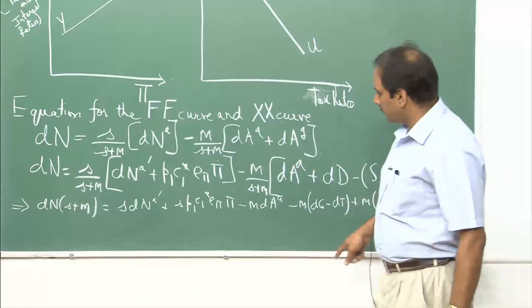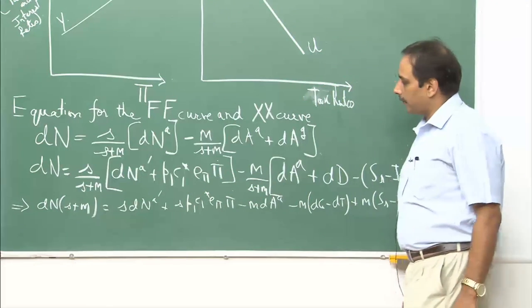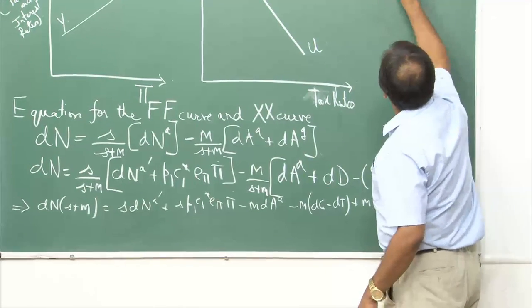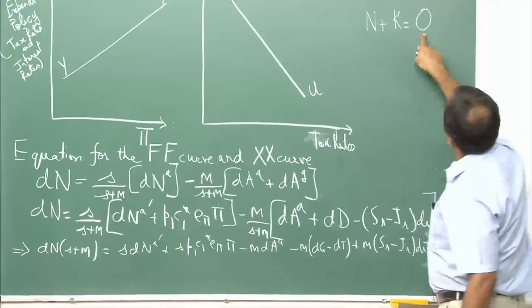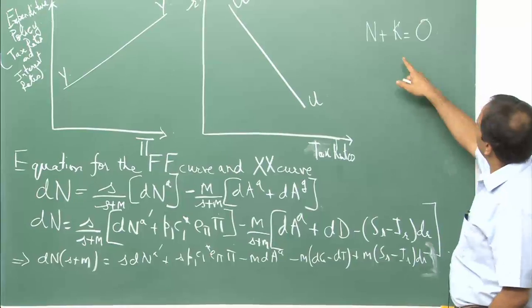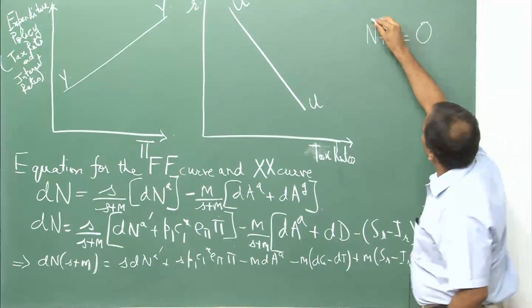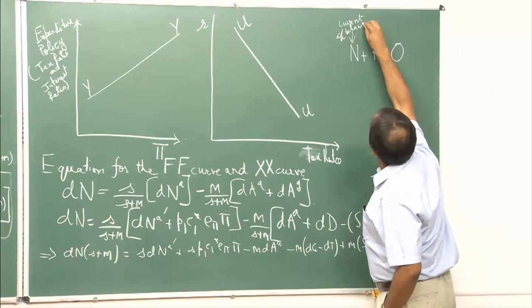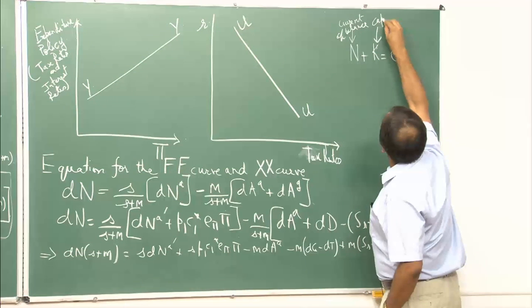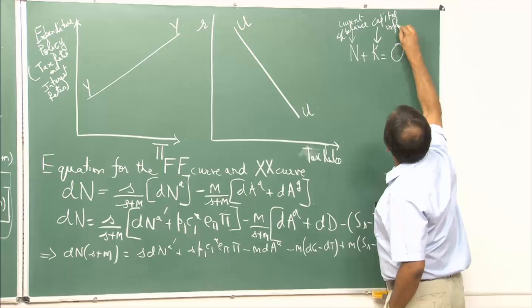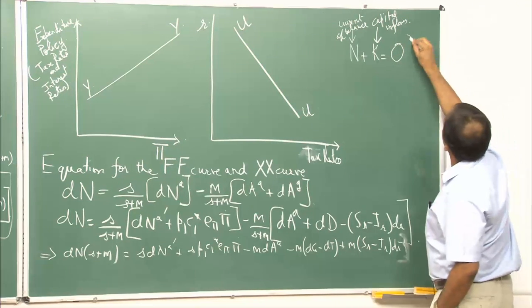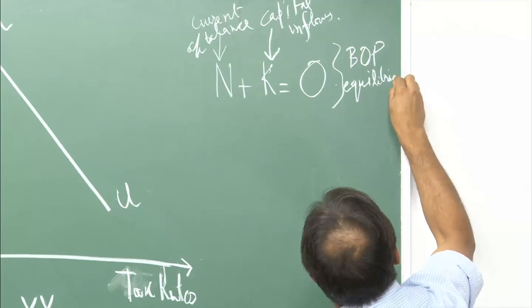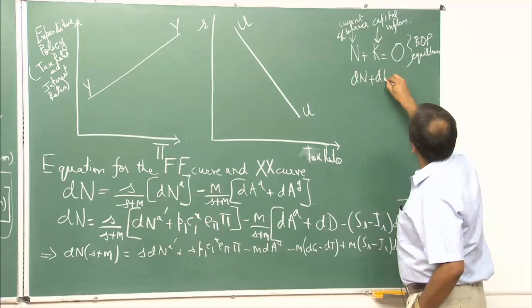So, you see this equation now when we have introduced the Mundell-Fleming framework, n plus k is equal to 0. That means along the FF curve, we had a balance of payment equilibrium. The current account balance, if it is matched by capital inflows, leads to the balance of payment equilibrium. So, this short balance of payment equilibrium, so dn plus dk was equal to 0.